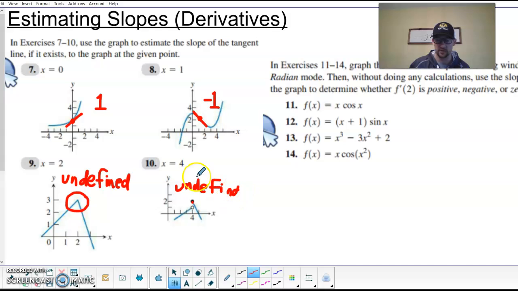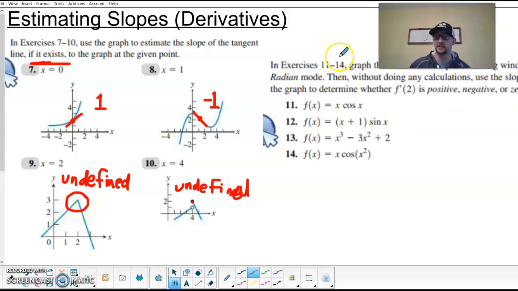So again, where it says if it exists, that's the key. We will not have a slope or a derivative at a corner, at a cusp, or at a point of discontinuity. A graph has to be continuous in order to be differentiable, which means be able to find a derivative at that point, okay? So that's undefined there as well. Sorry, I'll spell that right.